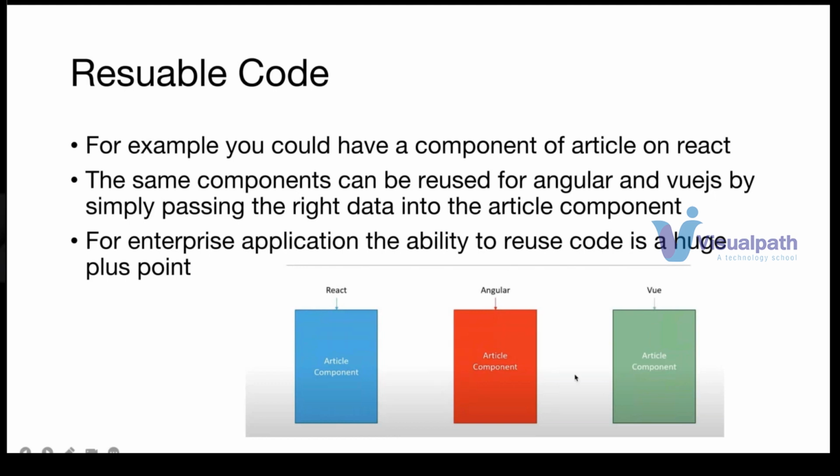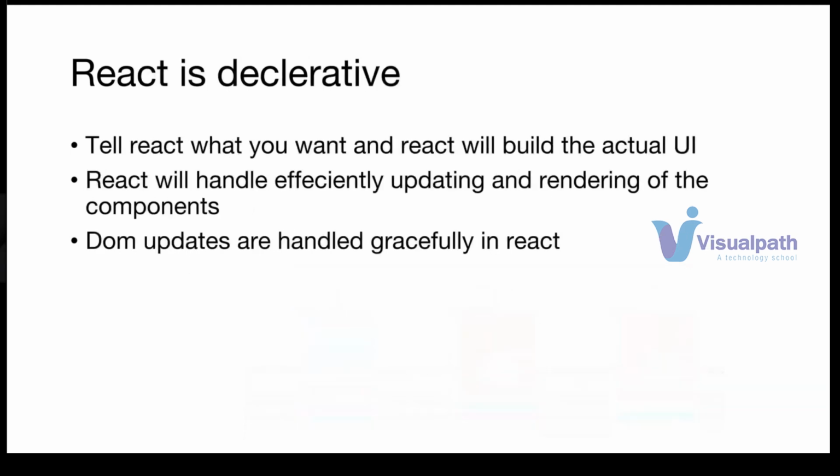Okay, guys, are we okay up to here? Like how React evolved, why to use React, and what is reusable code. And we can also say React is declarative. What it means is you tell React what you want to build and it does it for you. We are talking about React, why we are using React. It's about handling your DOM updates very gracefully. The next slide talks about just that.